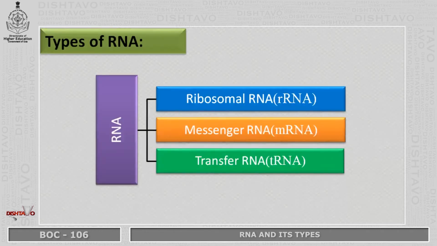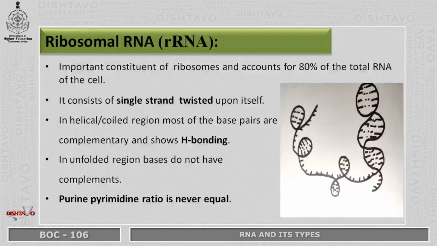Types of RNA. RNA in general are of three types, that is ribosomal RNA or rRNA, messenger RNA or mRNA, transfer RNA or tRNA. Ribosomal RNA. It is an important constituent of ribosomes and accounts for 80% of the total RNA of the cell. It consists of a single strand twisted upon itself, as you can see in the shown structure.